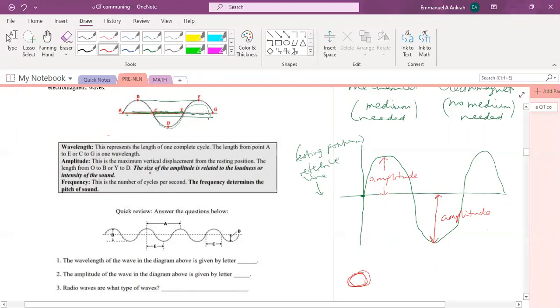Now, the size of the amplitude is related to the loudness or intensity of sound. So that's something you have to remember. The louder the sound, the greater the amplitude. So remember that connection. Loud sound, large amplitude.